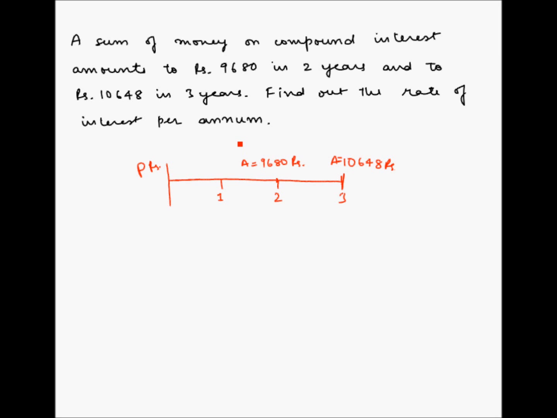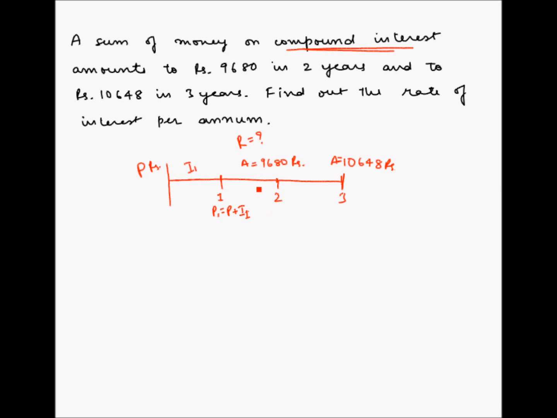Now we have to find out what is the rate of interest. Now this is all based on compound interest. So what that means is at the end of first year, the interest gained during the first year is added to the principal at the beginning of the first year, and that becomes the principal for the second year.